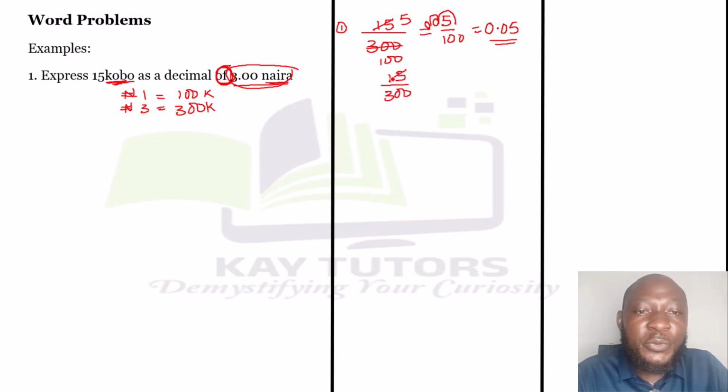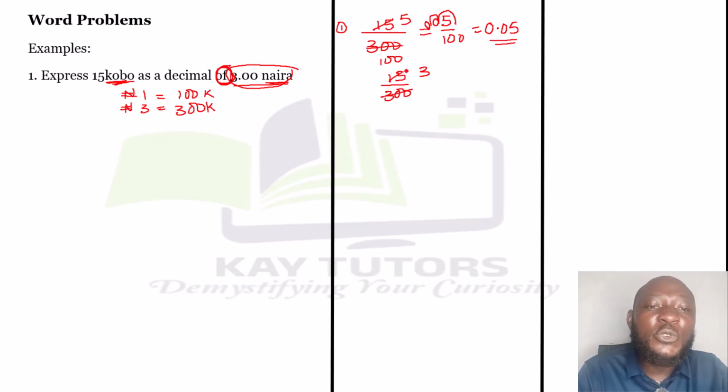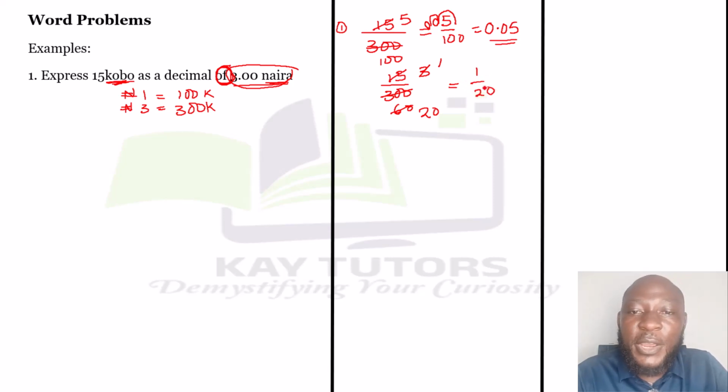5 into 15 is 3, and 5 into 300 is 60. 3 into 3 is 1, and 3 into 60 is 20. So I have 1 over 20. But I've been asked to express it as a decimal. So 1 will go into the box while 20 will be outside.